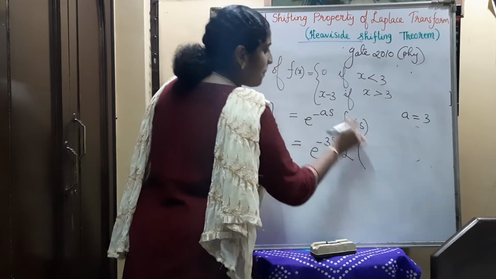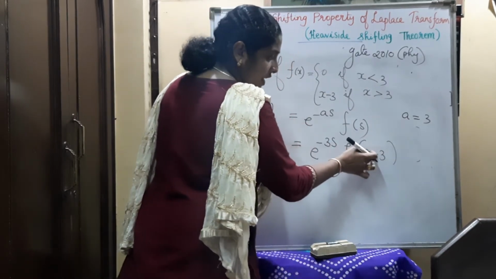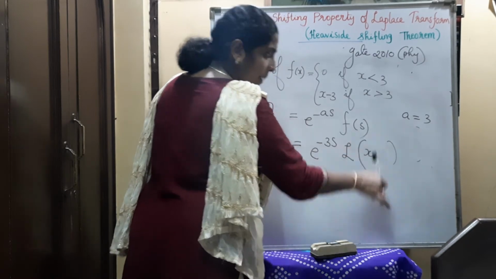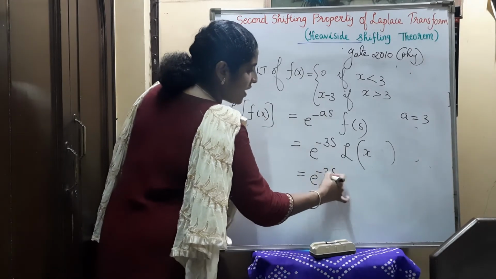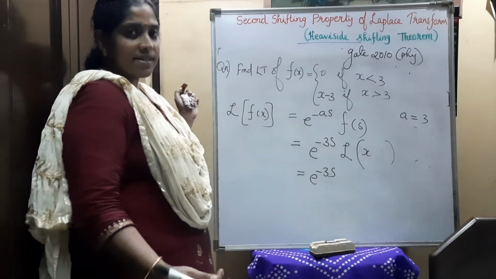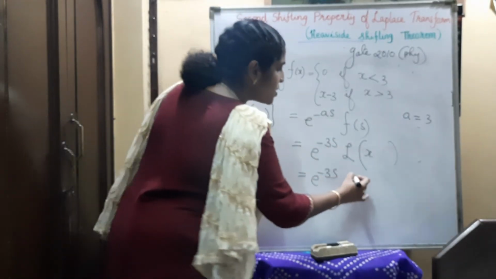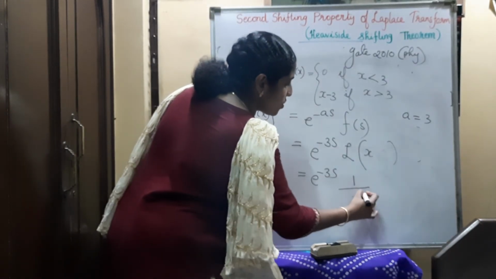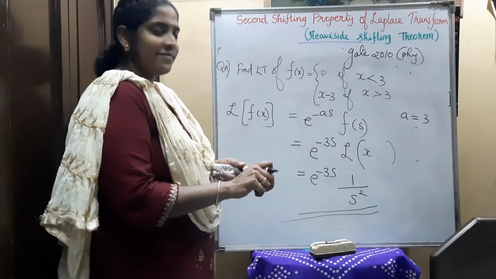F(s) is the Laplace transform of this function x − 3. Is shifting required here? No. That is the Laplace transform of x. So that is e^(−3s). What is the Laplace transform of x? The Laplace transform of t is 1 by s². Here instead of t, we have x, so that is 1 by s². Okay, this is the answer. So, thank you.